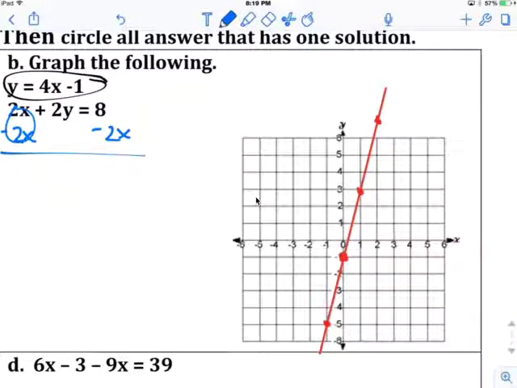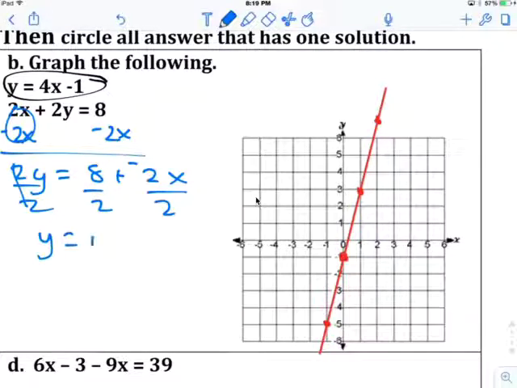0 plus 2y is 2y equals 8 minus 2x, additive inverse. Divide all by 2. Y equals 4 plus a -1x. At 4, you go down 1 over 1. And up 1 over 1. Right there. Solution is right there.